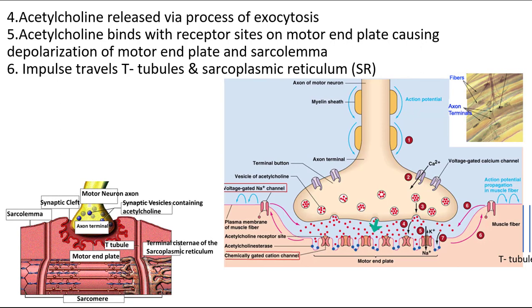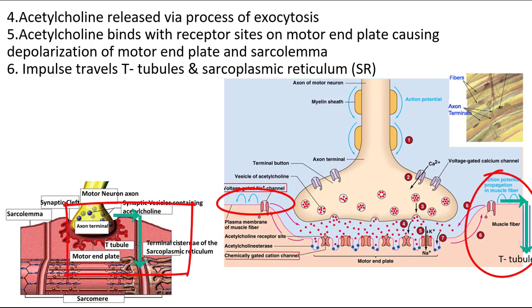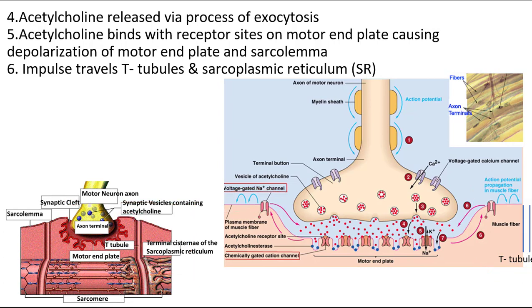via the process of exocytosis. Class, if you want to watch exocytosis and membrane fusion, I posted a YouTube video on this week's module on the Canvas site. And acetylcholine binds with the receptor site on the motor end plate, causing depolarization of the motor end plate and sarcolemma, and the impulse travels to the T tubules and sarcoplasmic reticulum.